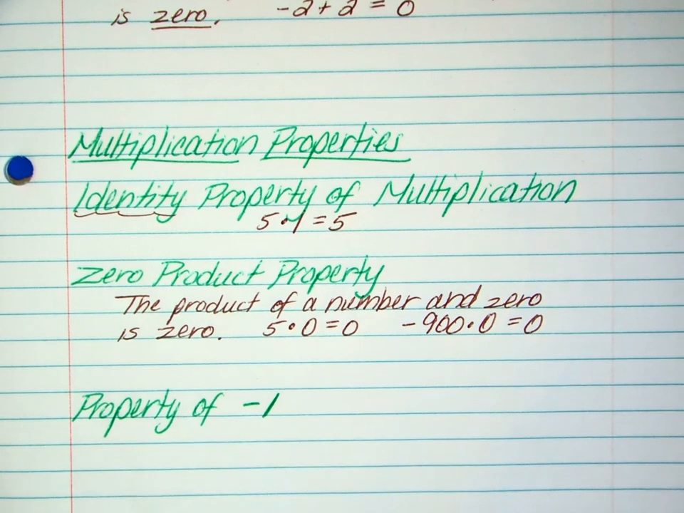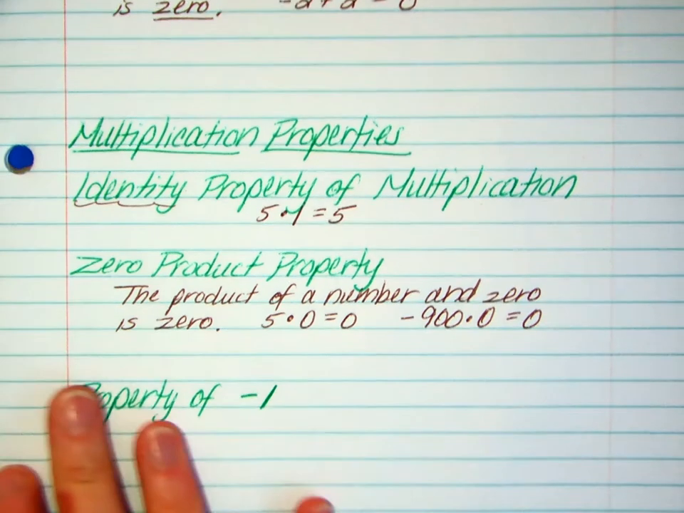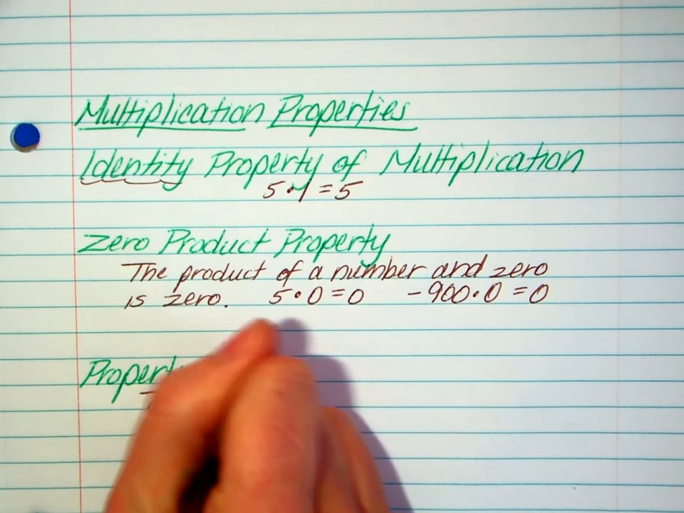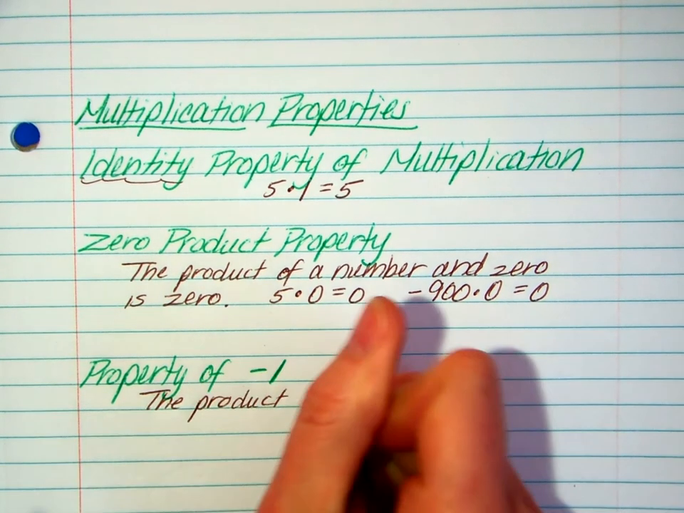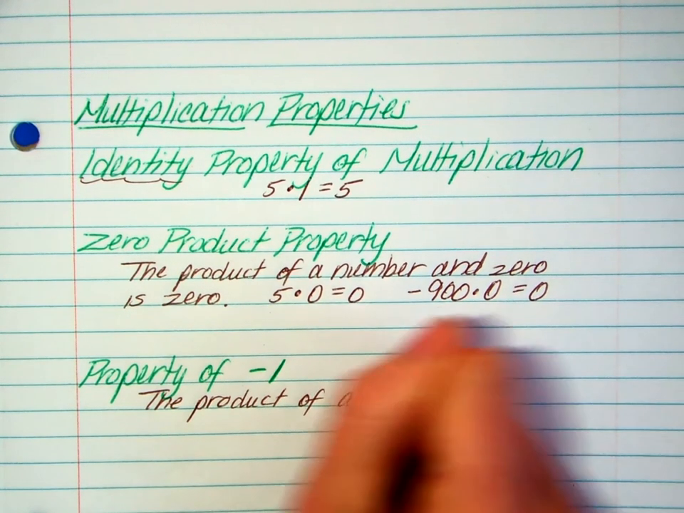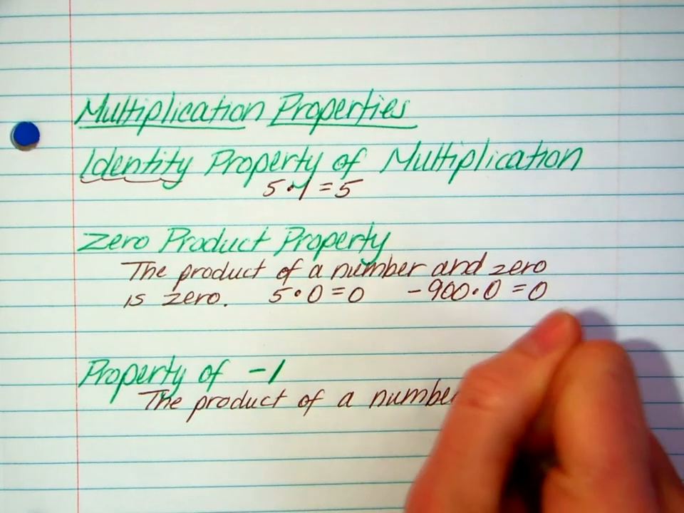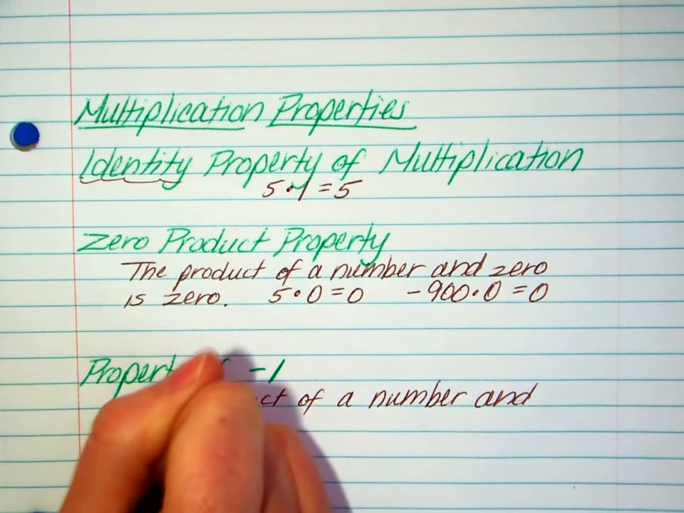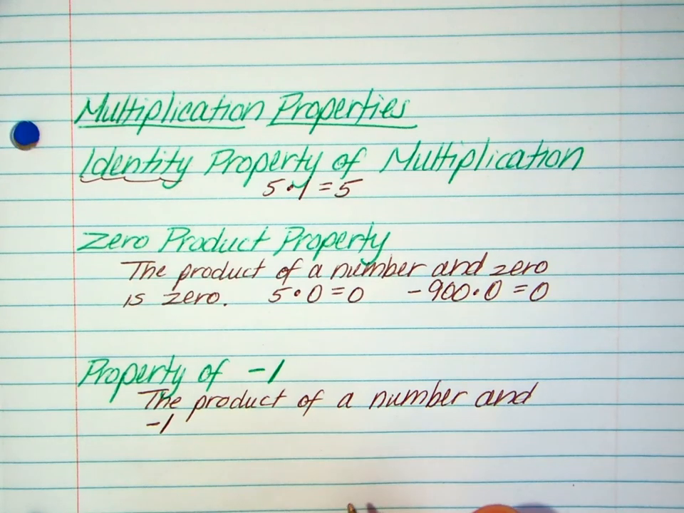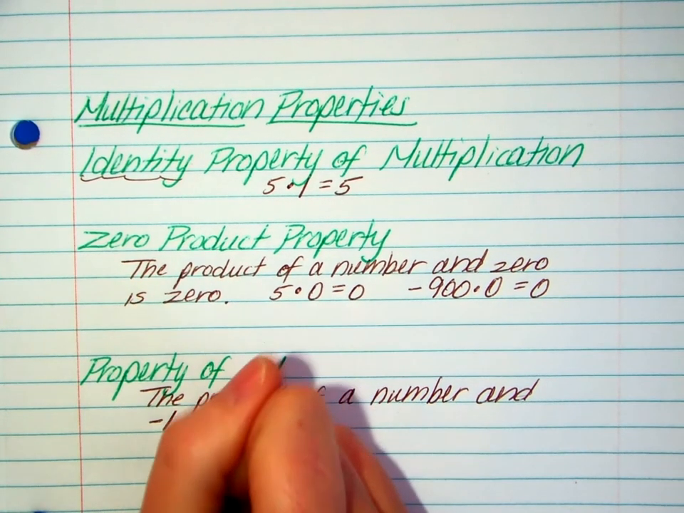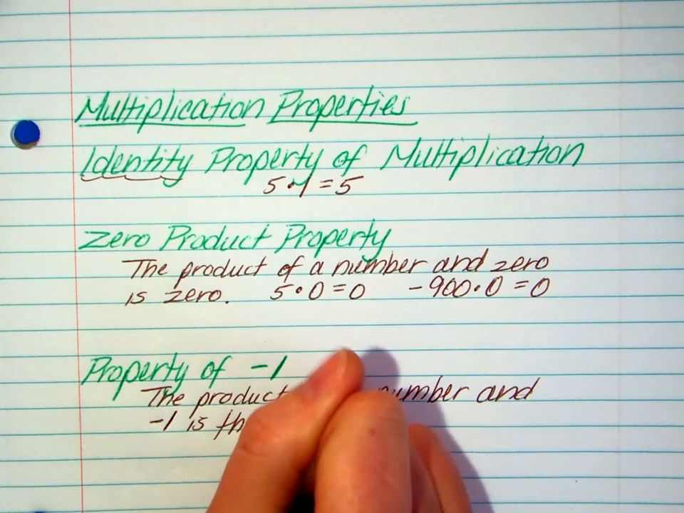Property of -1. Last one for this page. The product of a number and -1 is the opposite of the number. The product of a number and -1, that means something times -1, is or results in the opposite number.